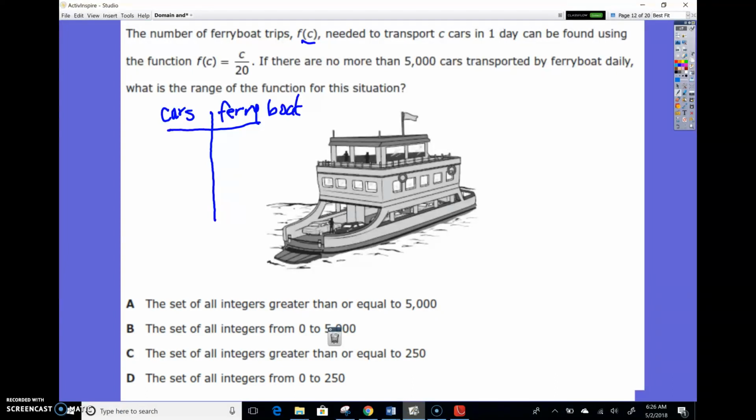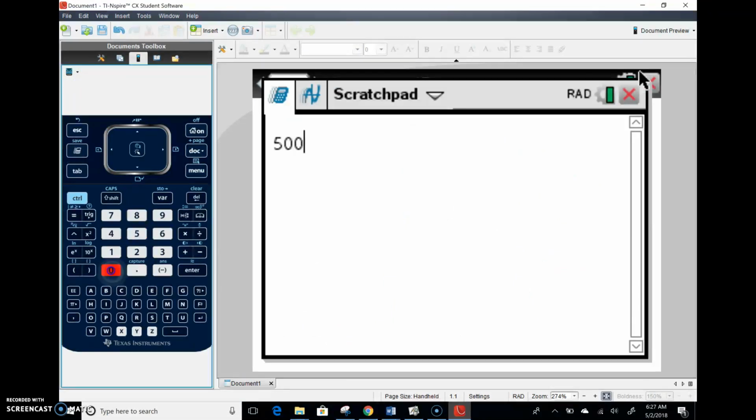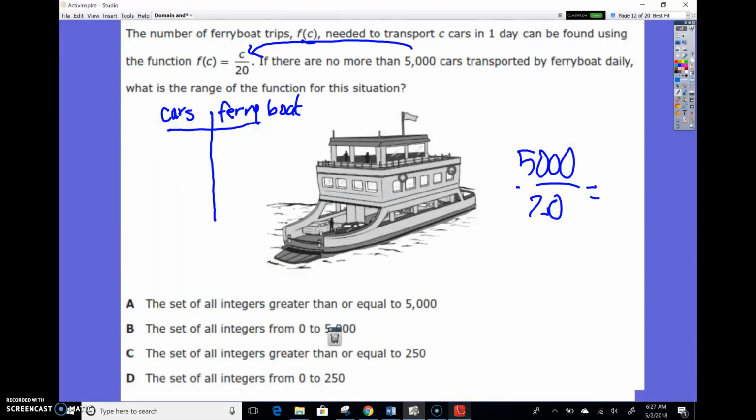So my maximum number is, what is the range? So no more than 5,000. So my maximum is 5,000. So I'm going to put 5,000 into this problem. So 5,000 over 20 gives me 250. So my maximum number is 250.